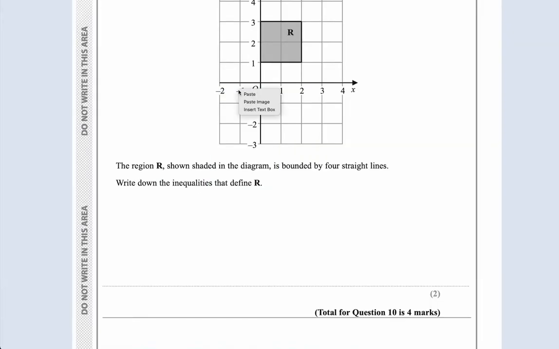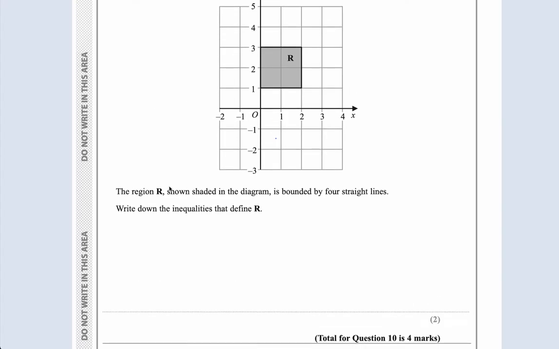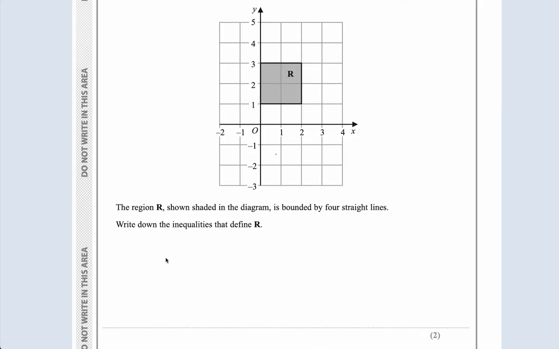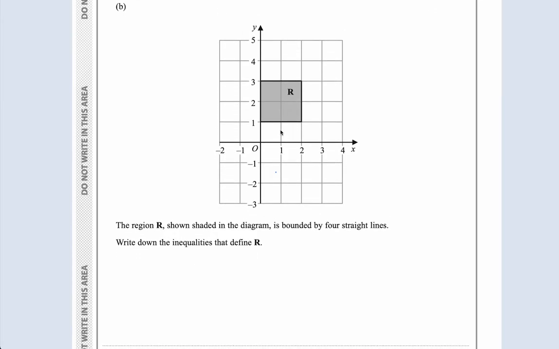Okay, part B. The region shown shaded in the diagram is bounded by 4 straight lines. Write down the inequalities that define R. These are often the difficult questions, guys, the inequalities to define a region. But because these are all horizontal and vertical lines, this actually isn't too bad.